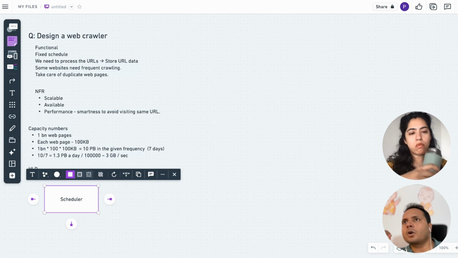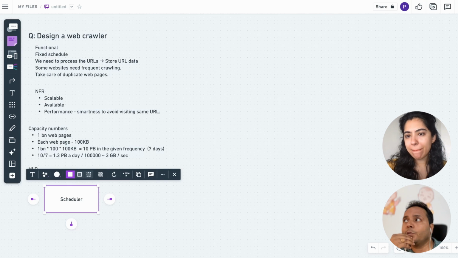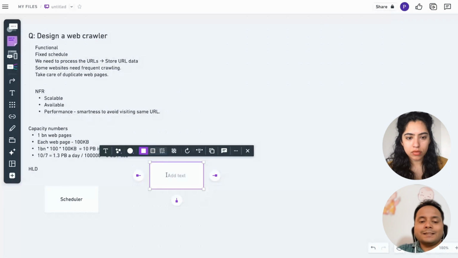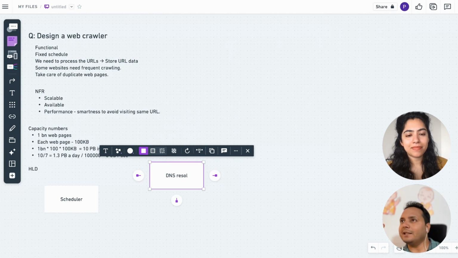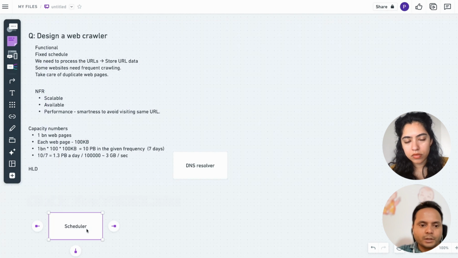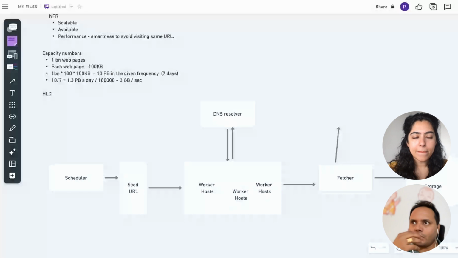Now, once the crawling starts, what is going to happen? I'm just thinking from that perspective. We will need to visit websites. That means I can clearly see that DNS resolution is going to come into the picture here, because we need to resolve web pages into IP addresses. So something like a DNS resolver will be needed. The DNS resolver basically is going to give us the list of IP addresses which will be serving that particular website.